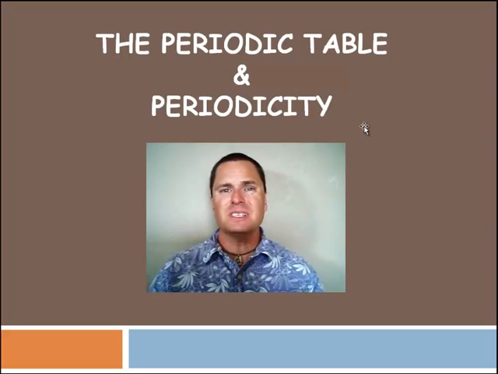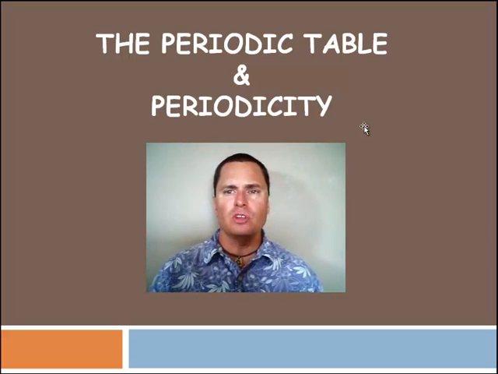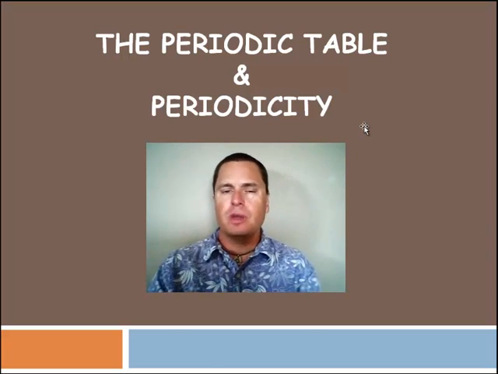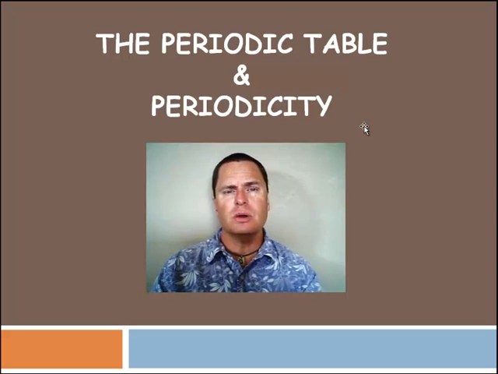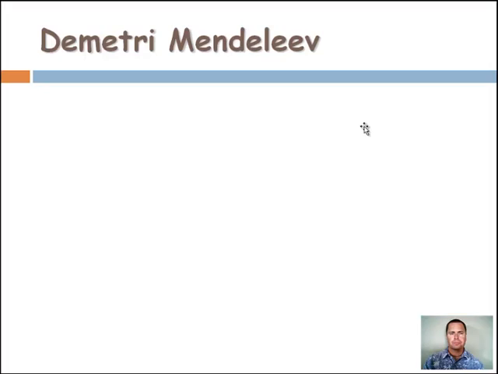Remember, the periodic table is essential to chemistry. As I've said all along, it's basically your ultimate cheat sheet for chemistry. So the better you understand it, the better you'll be able to use it and the better you'll be able to do in class. So let's go ahead and get started.